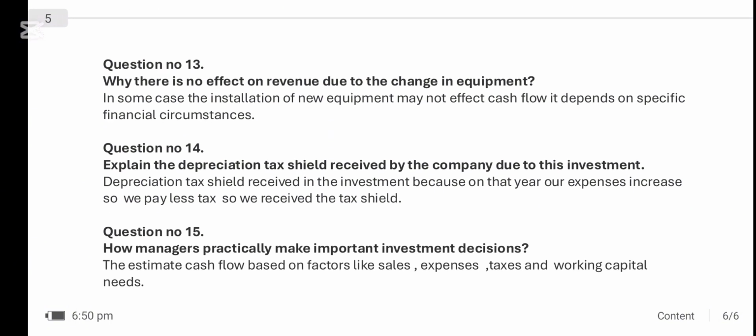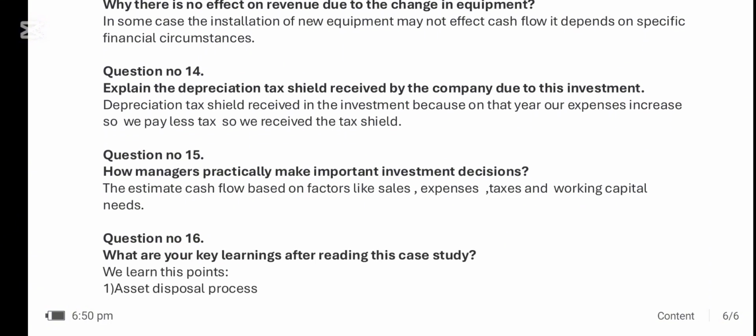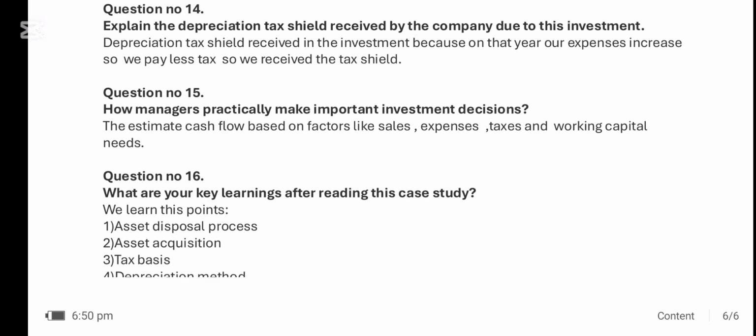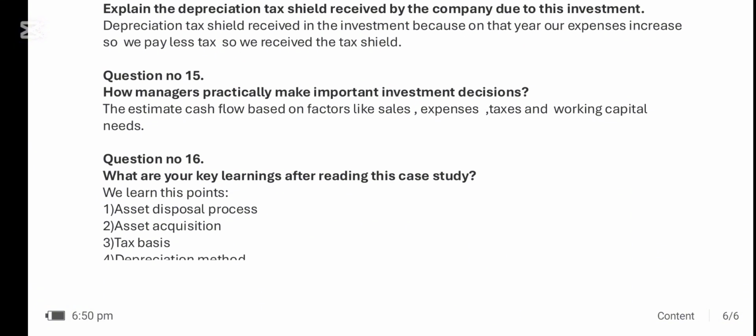Question number 13: why is there no effect on the revenue due to the change in new equipment? The installation of new equipment may not affect the cash flow. It depends on the specific financial circumstances. Question number 14: explain the depreciation tax shield received by the company due to this investment. Depreciation tax shield is received in the investment because in that year our expenses increase, so we pay less tax, so we receive the tax shield.